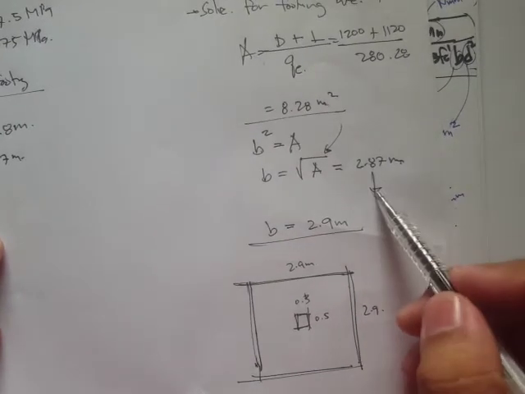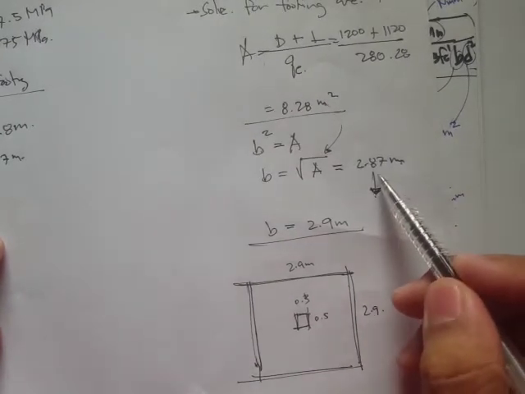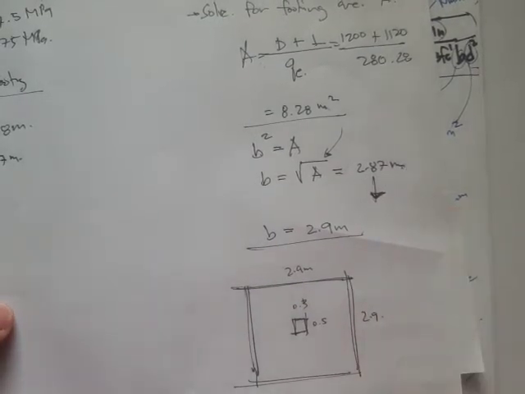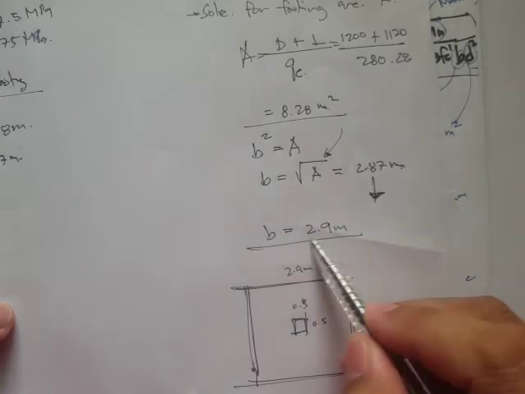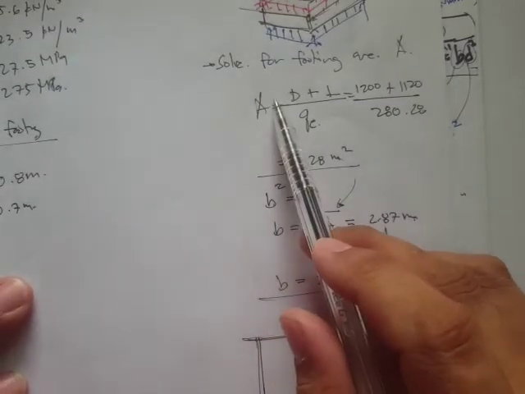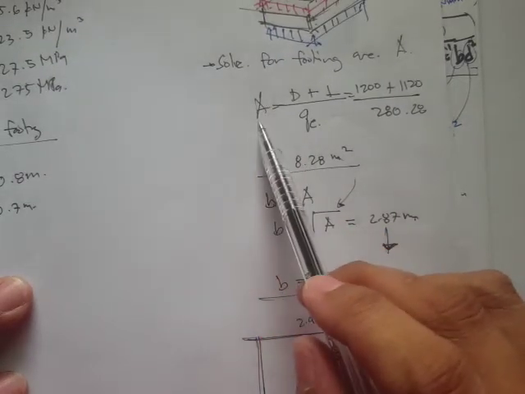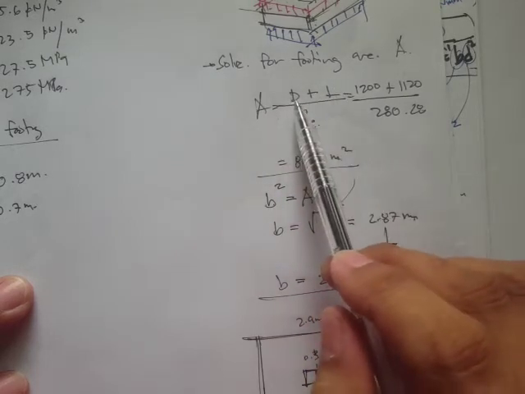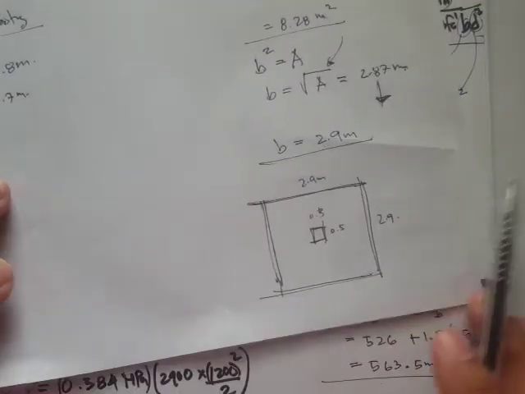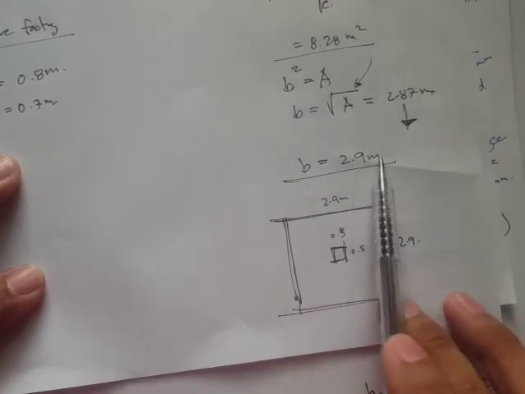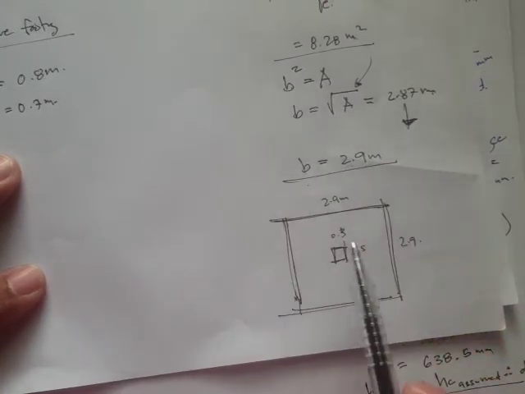Now, if this is our theoretical width, then we have to round it up to some reasonable value, and that's 2.9 meters. Take note that in solving the area, we're not using the factored loads, we're just simply using the dead load plus the live loads. Okay, so now we have this. Then of course, if this is going to be our width, then our actual area would be different.